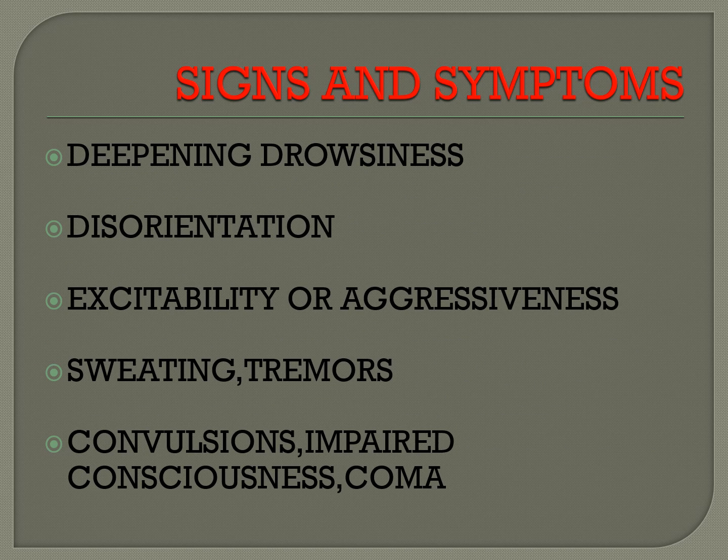So what are the signs and symptoms we can see in the patients? Mostly, if you check the blood sugar, it becomes around 5, 4 like that. Then drowsiness, disorientation, anxiety and aggressiveness, sweating and tremors, convulsion, impaired consciousness or coma.